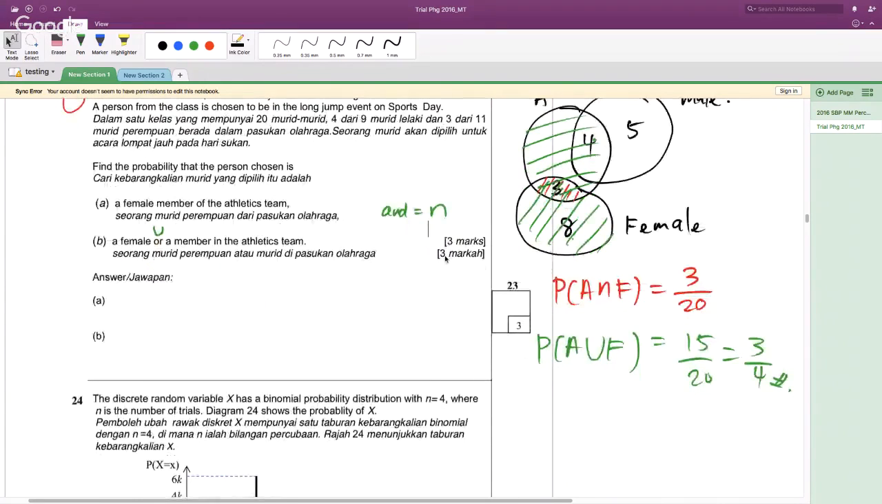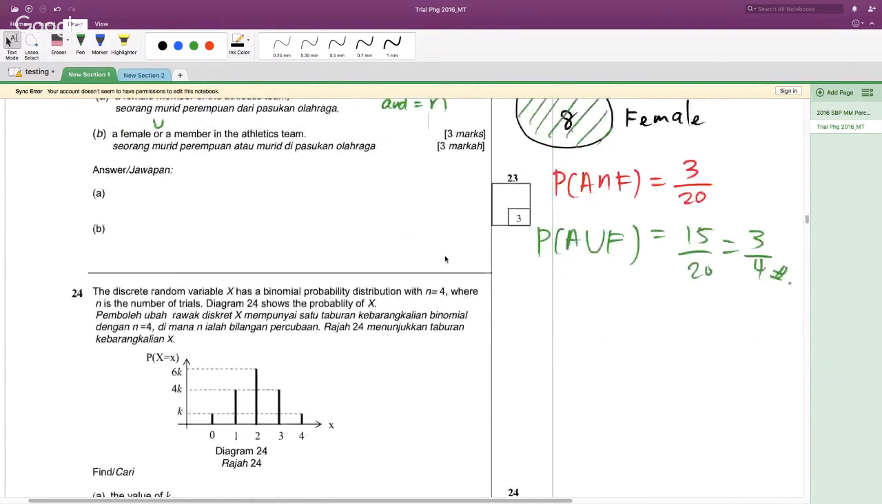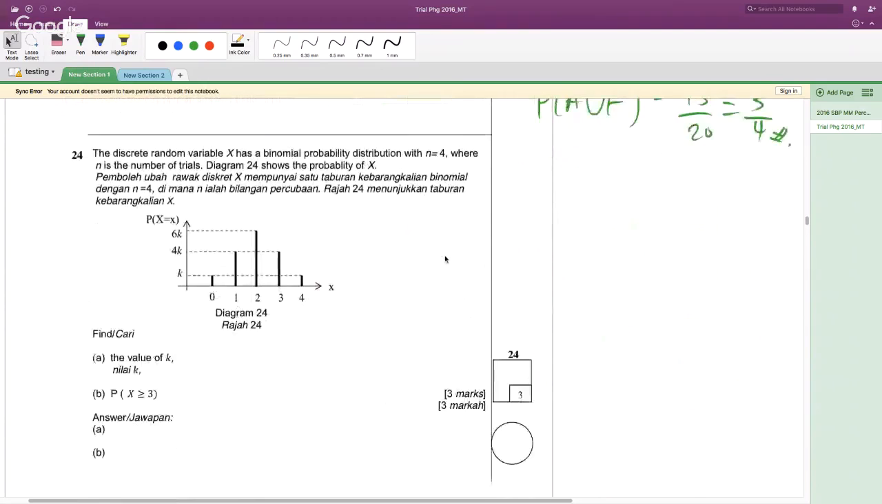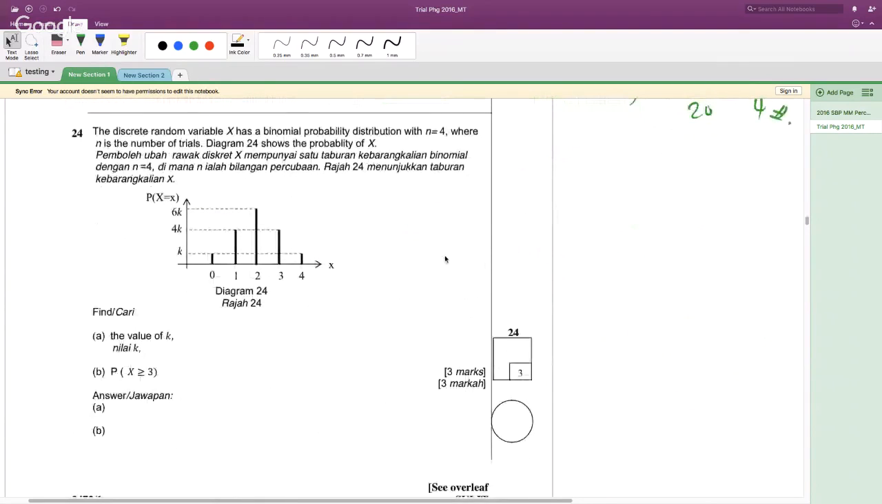Okay, so move on to question 24. The discrete random variable X has the binomial probability distribution with n equals 4, where n is the number of trials. The diagram in question 24 shows the probability of X. Therefore, all these values added together must equal 1, isn't it?